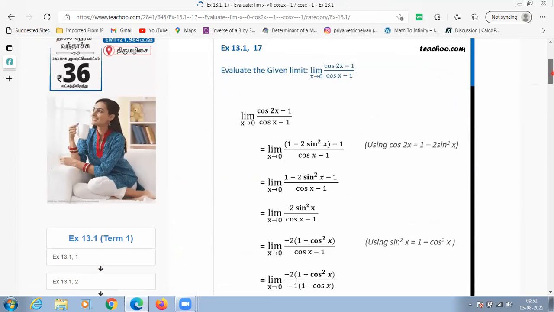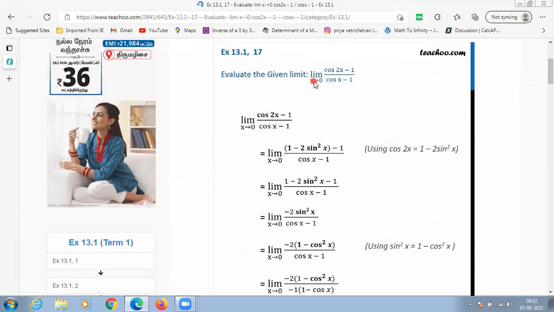Alright, this is interesting. So evaluate the given limit. Limit x approaches 0, cos 2x minus 1 upon cos x minus 1. So here it is cos 2x. Cos 2x means cos 2 theta. The theta is doubled, right? There is an identity in trigonometry, that you can rewrite cos 2x as 1 minus 2 sine square x. Please note it down.